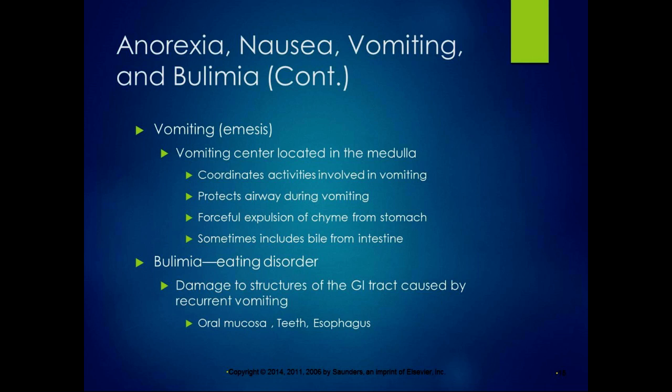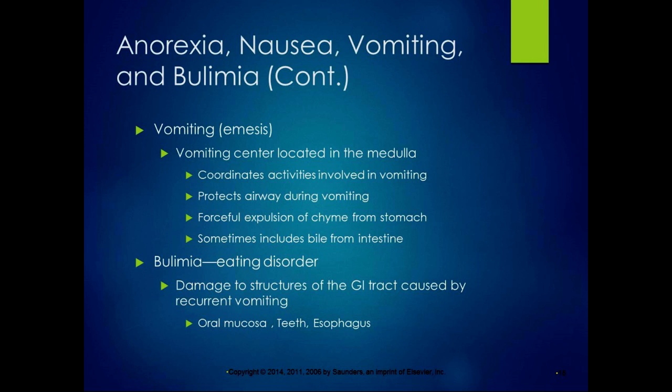So bulimia is an eating disorder that involves vomiting. And we'll talk about this a little bit in the mental health chapter, sometimes it's a binge and purge type thing where people will eat a lot and then intentionally vomit to get rid of it. It can cause damage to the structure of the GI tract caused by recurrent vomiting. So it can damage the oral mucosa, the teeth, and the esophagus.